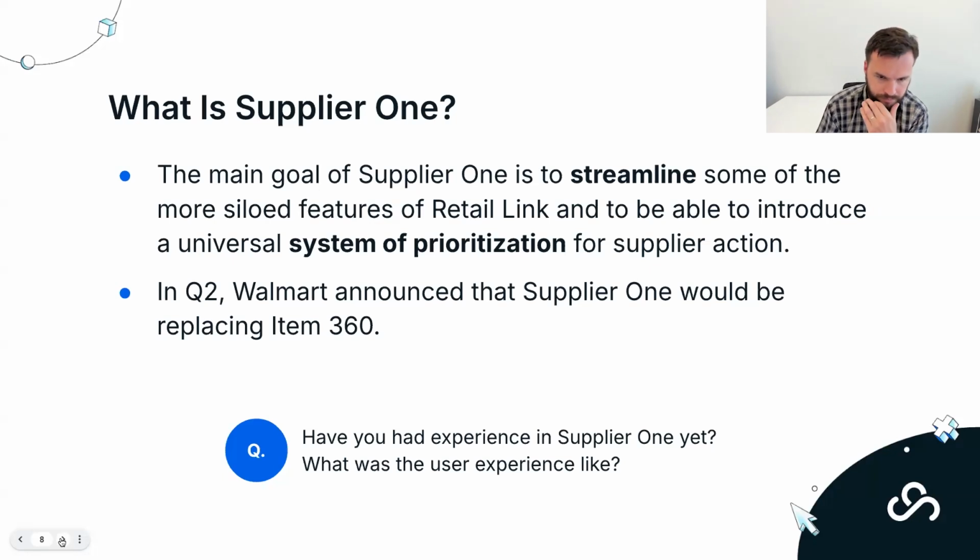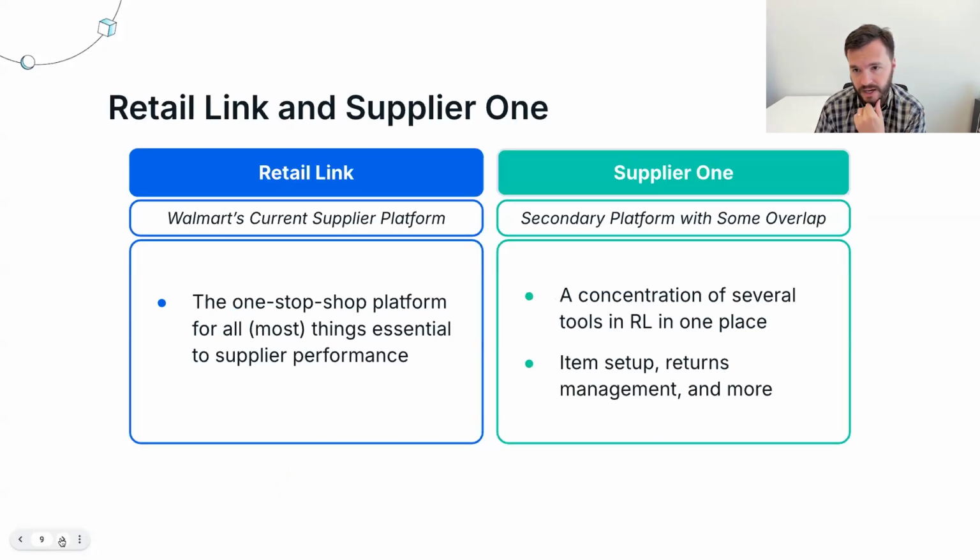Is it something that you, as a US supplier, are allowed to still use, or are you all getting rerouted into Supplier One? Another call out that I would really like to make here is what is the relationship between Retail Link and Supplier One? Because this was an early concern when Supplier One was announced. Is Supplier One a long-term replacement for Retail Link? That's really the question that a lot of concerned suppliers had, because there's so much going on in Retail Link, especially with Walmart sunsetting DSS and replacing it with an external platform in Luminate. You use your Retail Link login to get into Luminate, but it is not hosted in Retail Link.